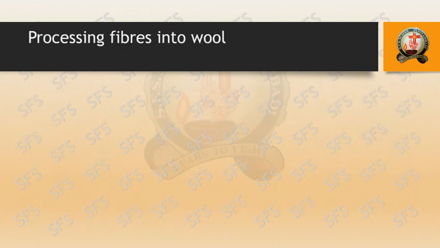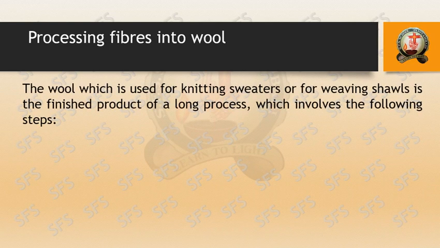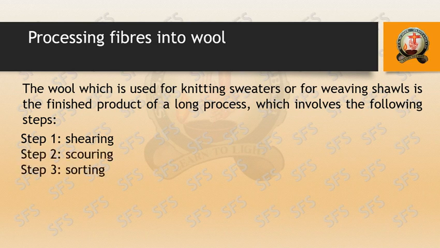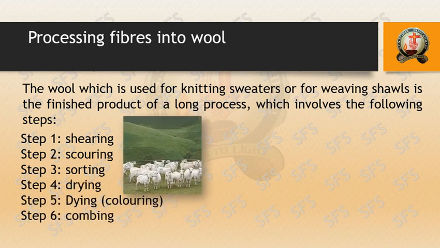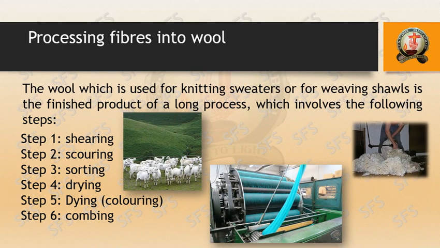Okay, fine. Now let us understand all the steps of the process involved in converting the fine fibers into wool. The wool which is used for knitting sweaters or for weaving shawls is the finished product of a long process which involves the following steps. First step is shearing. Shearing is nothing but removal of hair. Second, scoring. Third, sorting. Fourth, drying. Fifth, dyeing or coloring. Sixth, combing.